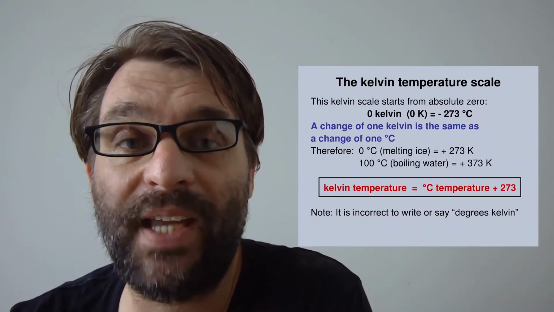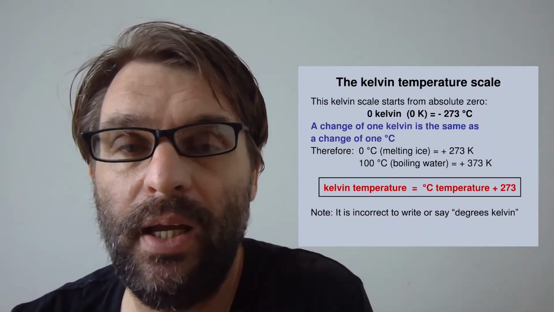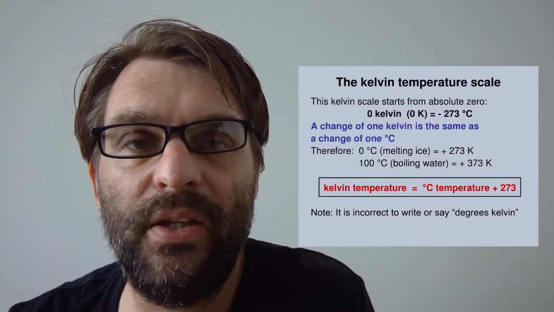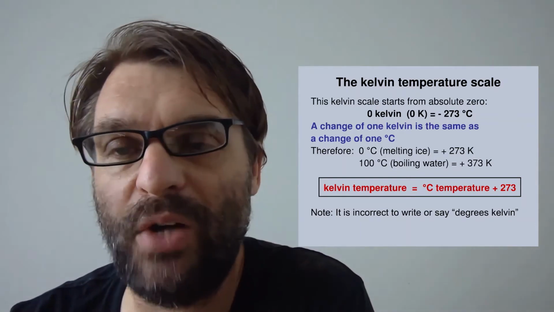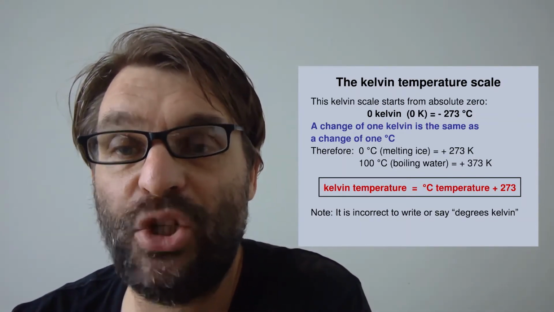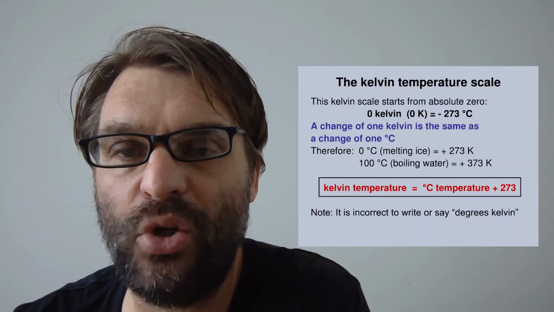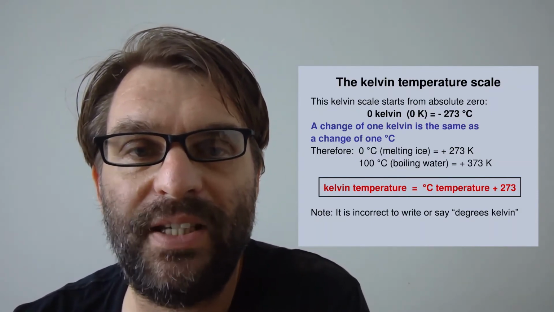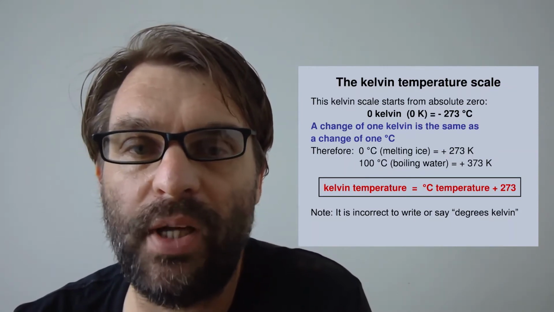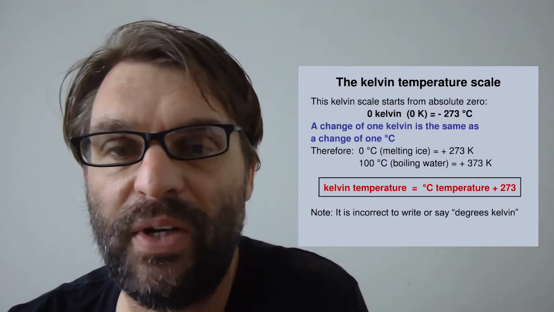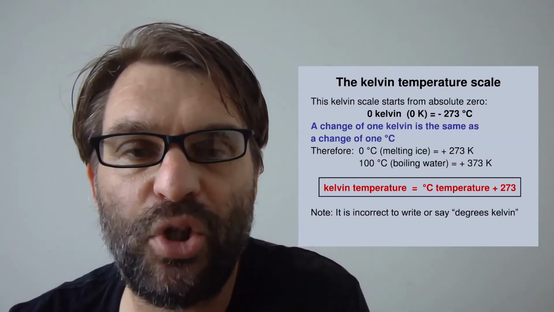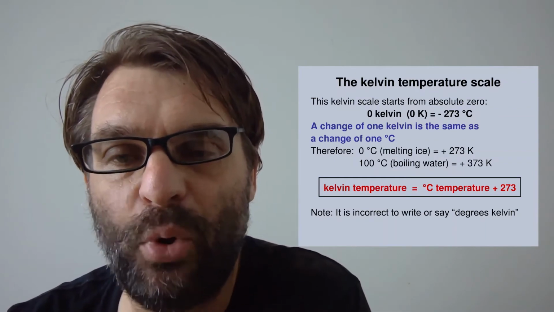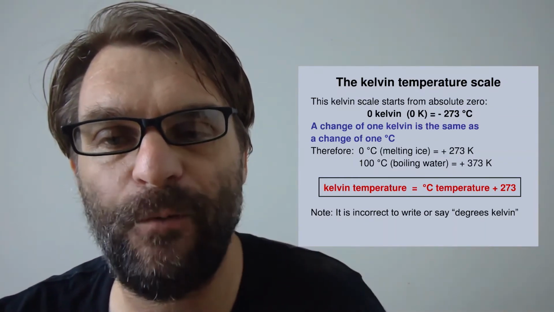So you can interconvert between the Kelvin temperature scale and the Celsius temperature scale, and what you do is that 0 Kelvin is absolute zero, so minus 273 degrees Celsius. So then a change of 1 Kelvin is the same as a change of 1 degree Celsius. Therefore, for example, 0 degrees Celsius is 273 Kelvin, whereas boiling water at 100 degrees Celsius is 373 Kelvin. And the equation is that the Kelvin temperature is equal to degrees Celsius temperature plus 273. It's important you don't say degrees Kelvin, it's just Kelvin.